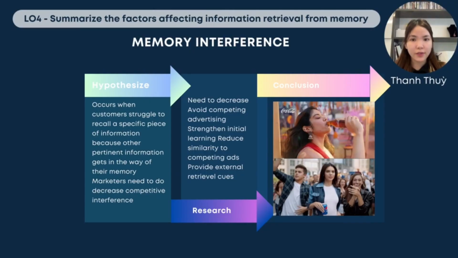Interference occurs when a customer struggles to recall a specific piece of information because other pertinent information gets in the way of their memory. Marketers need to decrease competitive interference, avoid competitive advertising, strengthen initial learning, reduce similarity to competing ads, and provide external retrieval cues. For example, you see an ad for Coca-Cola on TV and then you see an ad for Pepsi right after it. You might confuse or forget some of the information or impression that you had about the brand.